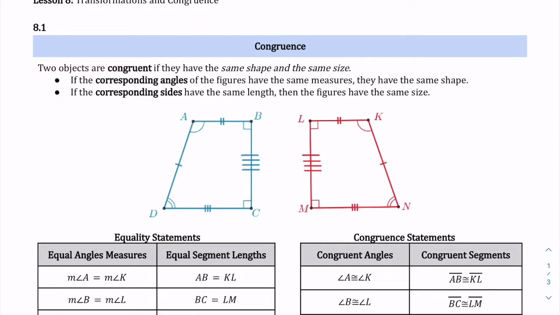Lesson 8 is transformations and congruence. So 8.1 talks about general congruence, like with any shapes, and then 8.2 focuses more on congruence of triangles.